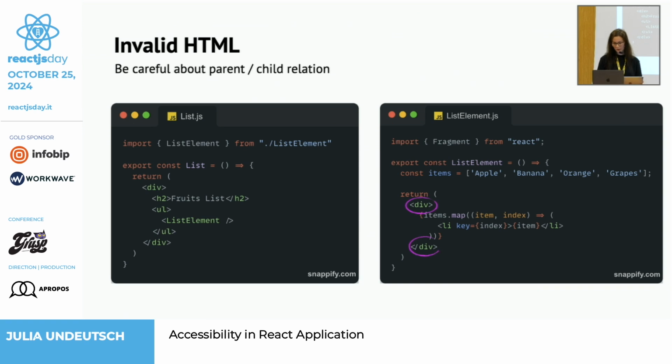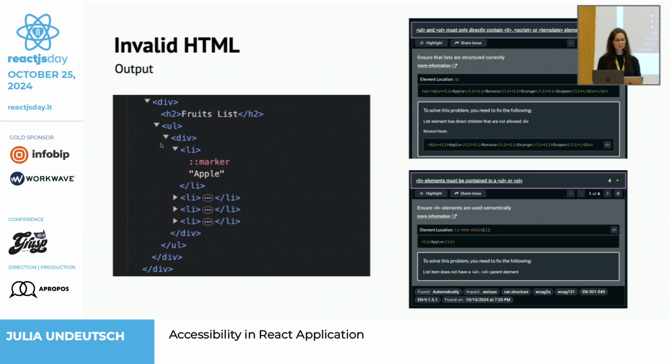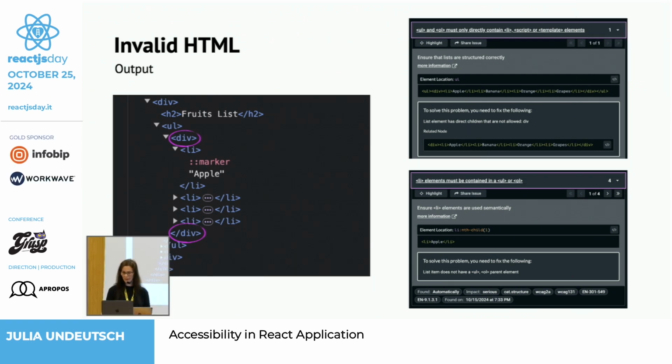But this would break the semantics because it also renders the div, and this is not a natural behavior. So the first child of an unordered list is always a list element itself. When using an automatic testing tool, for example the axe DevTools, it also tells you the error that an unordered list or an ordered list must only directly contain list elements, scripts, or templates. And for the list element itself, it's also an error that list elements must be contained by either an unordered list or an ordered list element.